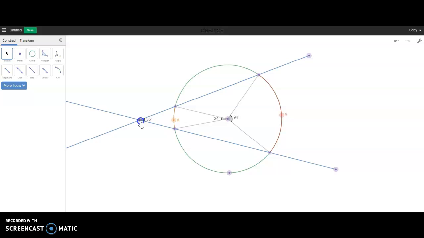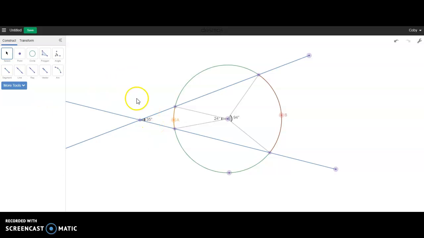Here's the 35-degree angle, which should equal exactly half of the difference of arc A and B. So take arc B, 94, minus arc A, 24, we get 70. Exactly half that is 35.